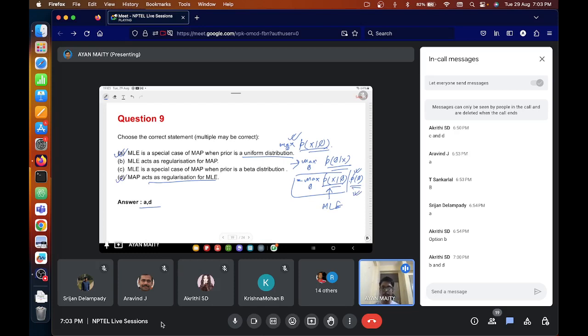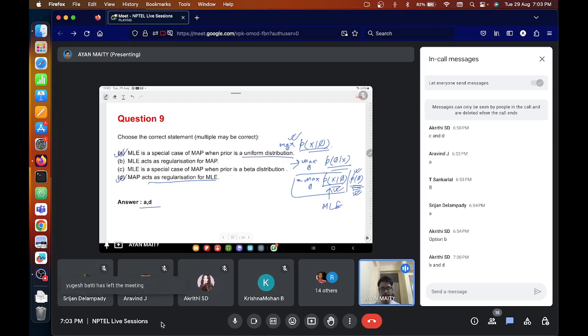So if we have some prior knowledge about the values of the parameters theta, we can apply those prior values here in this p(theta), and it would act as a regularization for this likelihood estimator p(x given theta). So option D would be the correct answer.